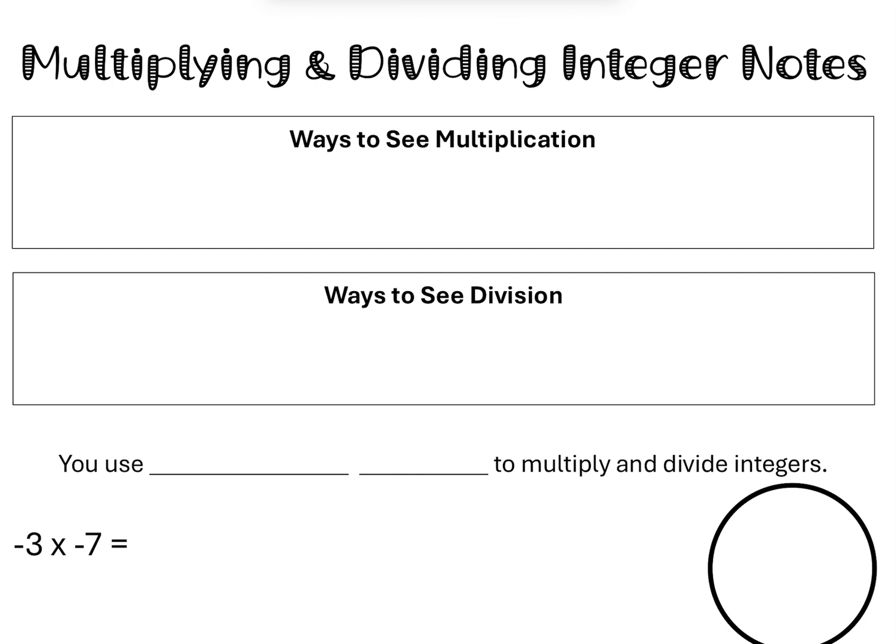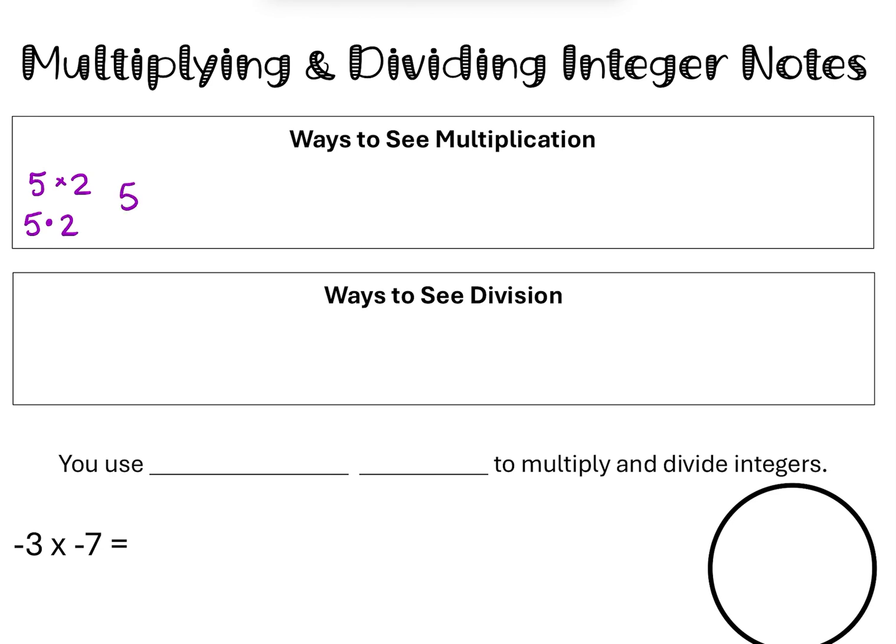So today we are going to learn how to multiply and divide integers. We have already done adding and subtracting. Now we're doing multiplying and dividing. The first thing we're going to do is talk about different ways to see multiplication. The regular old way that we have talked about is with an x. So like if I have 5x2, that is 5 times 2. And we have also learned that x could be a big dot. That is also the same thing.